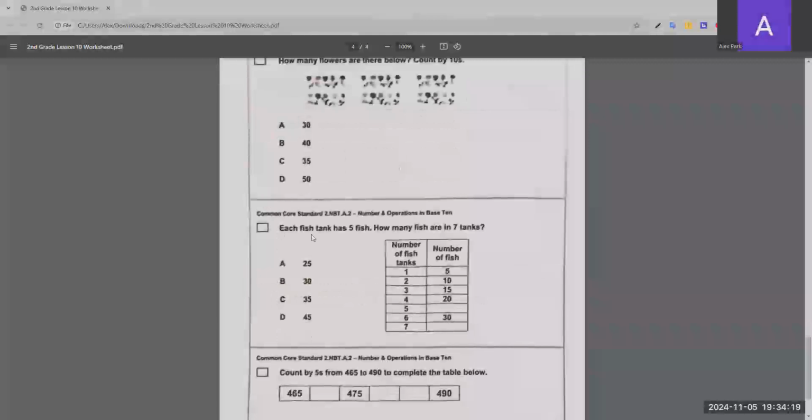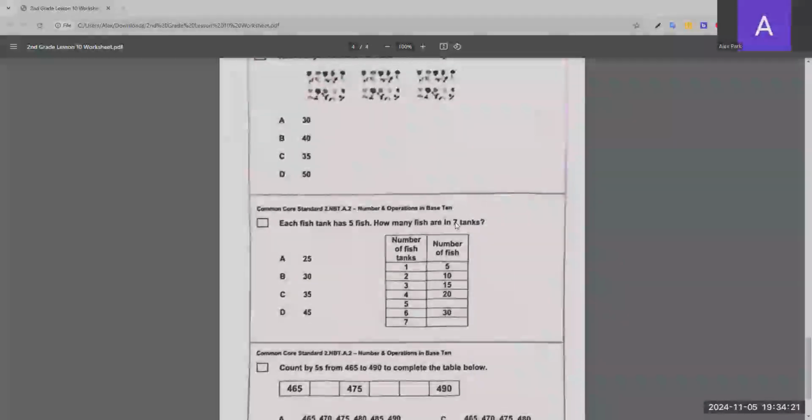Okay, next, each fish tank has 5 fish. How many fish are in 7 tanks? So we would just do 5 times the number of tanks, which is 7, because each tank has 5 fish. So that would get us 35, which is C.